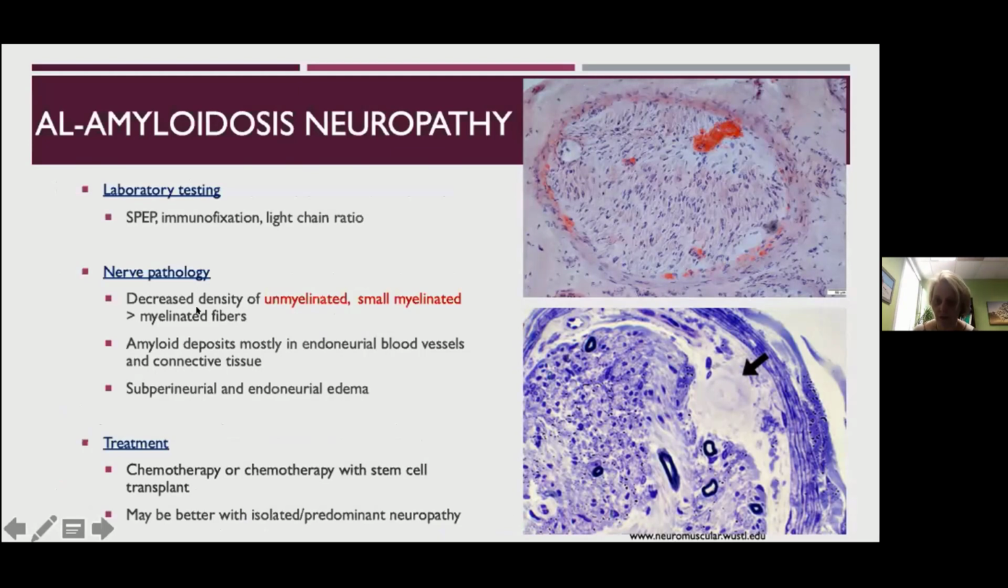This is very unusual. Typically, in normal idiopathic neuropathies, you lose the big myelinated axons first. So this finding should make you think of amyloid neuropathy. The amyloid deposits are mostly in endoneurial blood vessels and connective tissue, and you can see the subperineural edema shown here. Treatment, and we will hear about it later more, is chemotherapy or chemotherapy with stem cell transplant. And the prognosis may be better with an isolated predominant neuropathy than if the heart is involved.